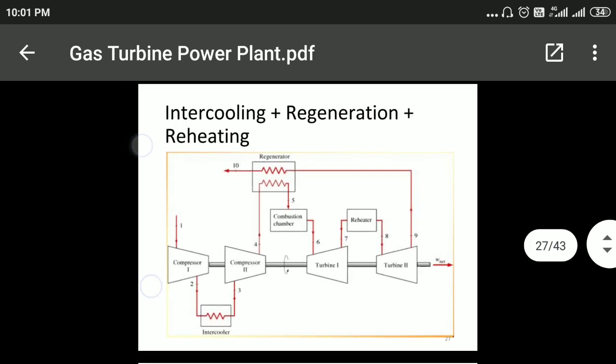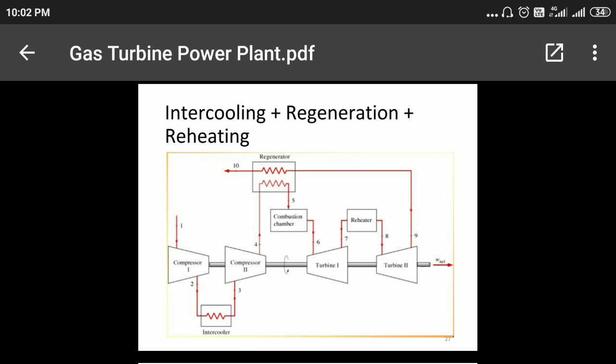So this is given as the all three combination, meaning where we can utilize the regenerator, where we can utilize the reheating, and where we are utilizing the intercooler. We know that the intercooler is utilized between the two compressors, meaning we require two compressors. The reheater is utilized between two turbines, so we require two turbines, and the regenerator is before the combustion chamber. So this is the diagram: compressor 1, compressor 2, then combustion chamber, turbine 1, turbine 2.